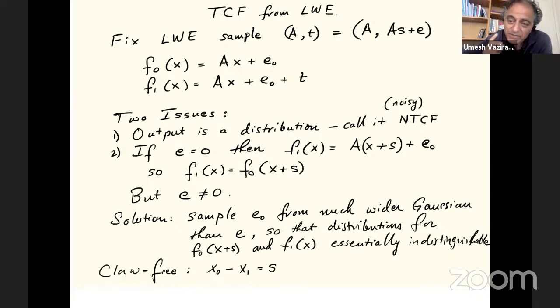Now we have two issues. The first is that our functions now have a probabilistic output. It's a distribution, because we are choosing E naught at random. The way we deal with this problem is that instead of calling it a TCF, we call it an NTCF, for noisy TCF.